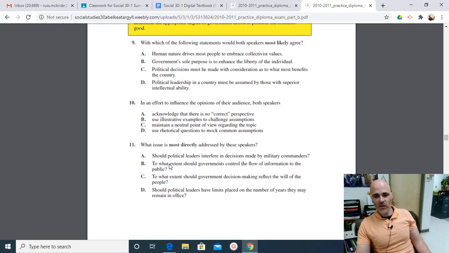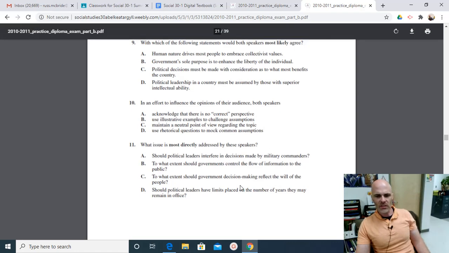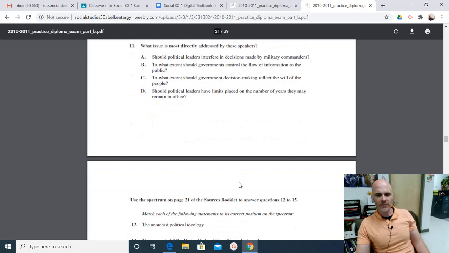To what extent should government decision policy reflect the will of the people? Now, I'm looking at that flow of information. There's some connection to technology in the second one, and there are polls referenced in the first one, but there's not really a lot of talk about media. But they definitely both talk about whether the government should do the will of the people. First one saying no, second one saying yes. I'm going to go with that.